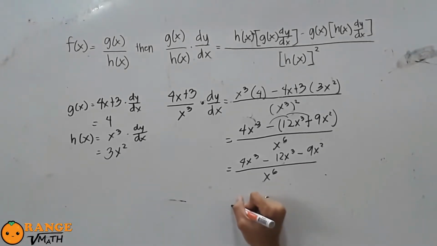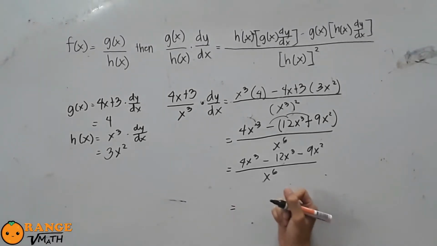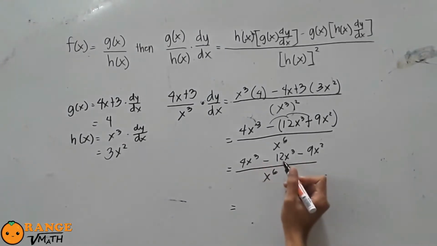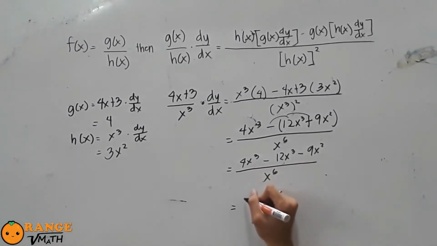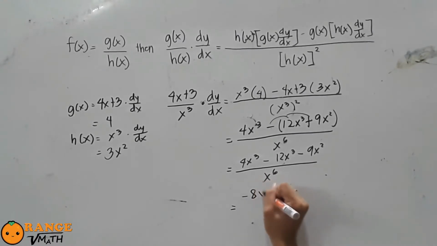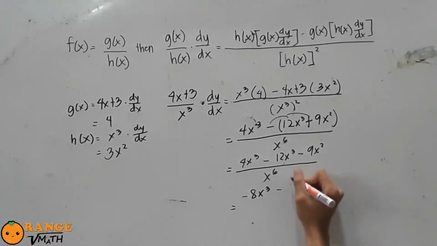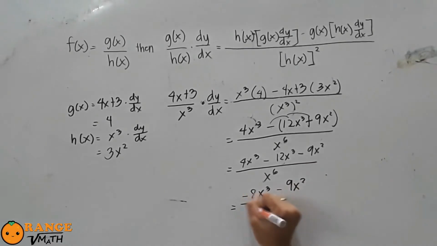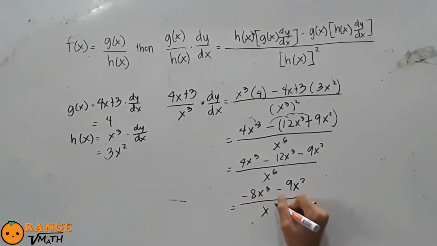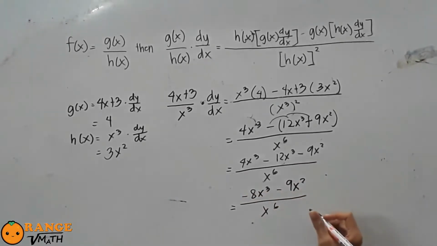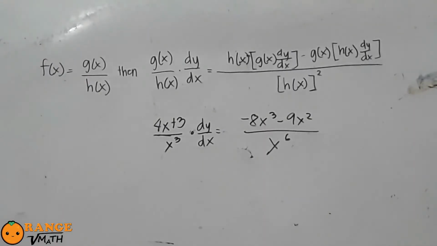For our final step, let's combine the like terms. 4x cubed minus 12x cubed is equal to negative 8x cubed minus 9x squared all over x to the power of 6. And our final answer for the derivative of 4x plus 3 over x cubed is equal to negative 8x cubed minus 9x squared all over x to the power of 6.